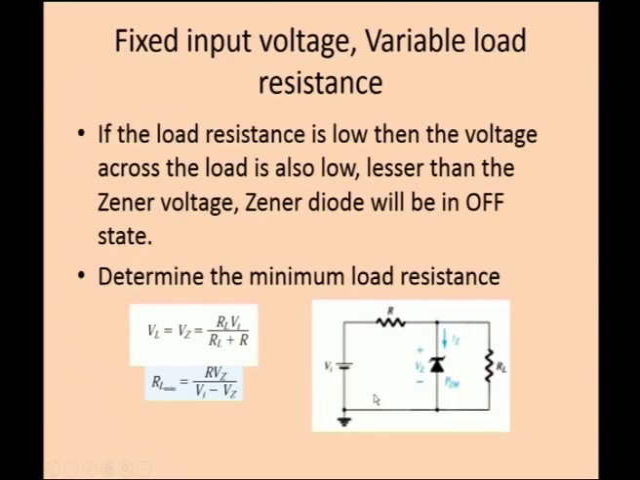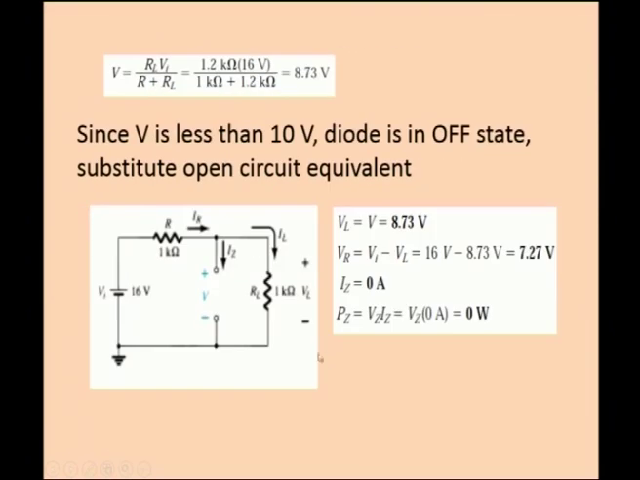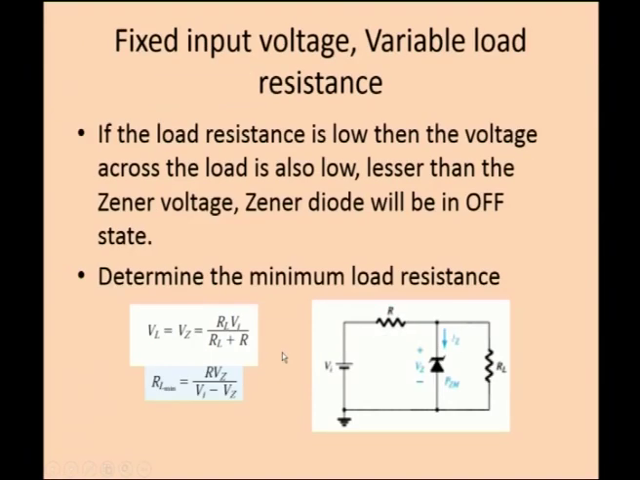So this is a simple network to be analyzed for a Zener diode as a voltage regulator. If the diode is on, then it produces the load voltage as VZ. VZ is the load voltage, and this voltage is taken as the reference voltage in some circuits.